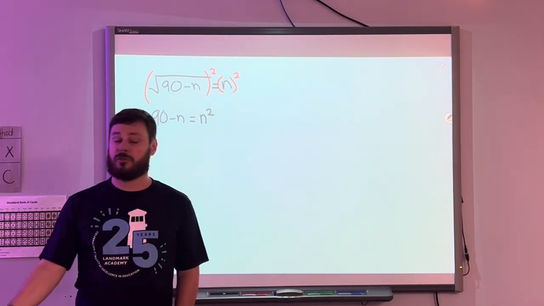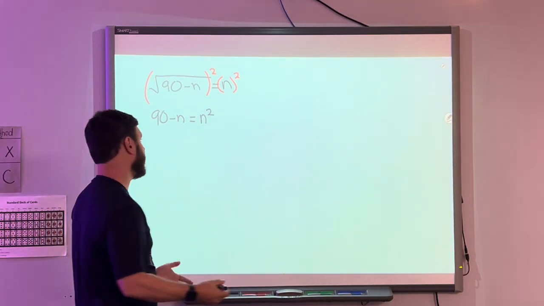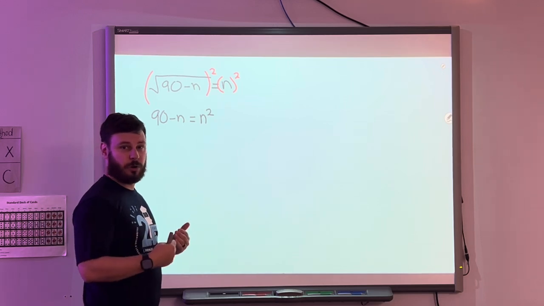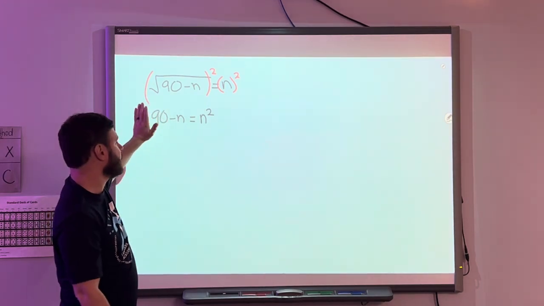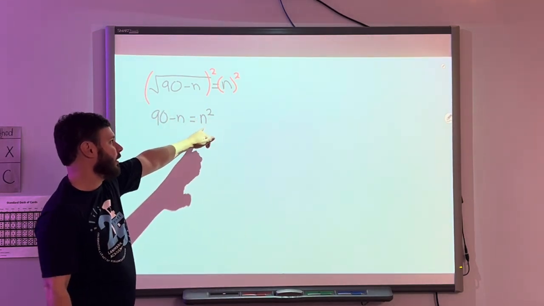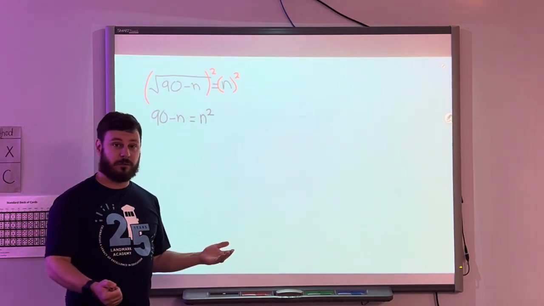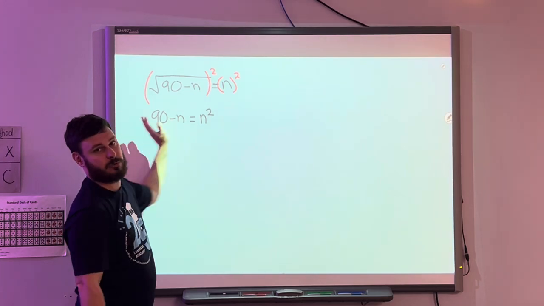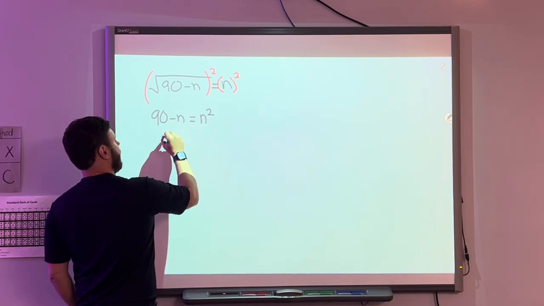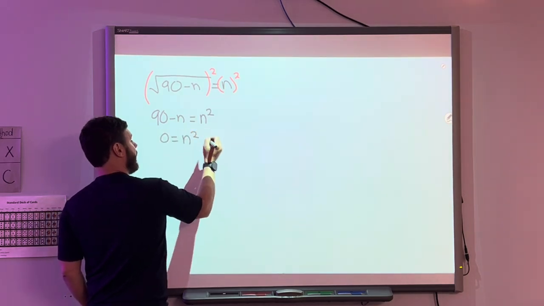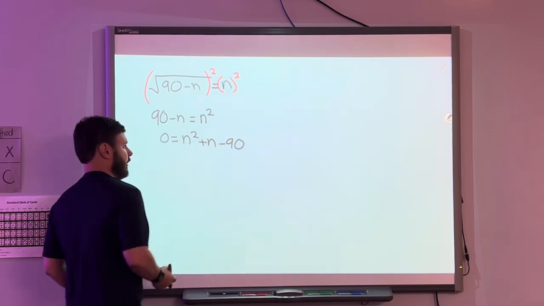And now this is tricky because I have a quadratic. So I have to dust off how we solve quadratics. I need one side of it to equal 0. So I'm going to take all of this and ship it over here. The reason I'm moving it to the right side is because I want n squared, the variable with the exponent of 2, to be positive, and it's already positive over here, so I'm just going to move everything over there. So that means I'm going to have 0 equals n squared plus n minus 90.